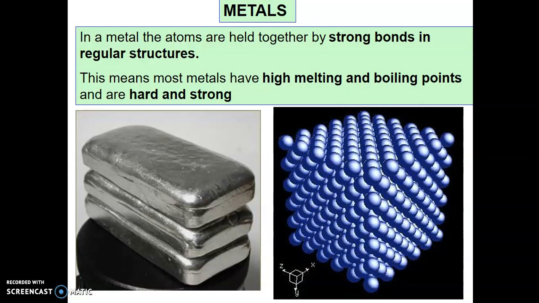So we should know that metals have high melting and boiling points, and metals, generally speaking, are hard and strong. They have many other properties, but those are some of the key ones. And it is the bonding within metals that allows them to have these properties. Metals have regular lattice structures, which means they're made of repeating units. So they're not just random collections of atoms. They are formed in repeating regular structures that we call lattices, and they are held together by strong bonds, as you would expect, which is why metals are hard and why they are strong.